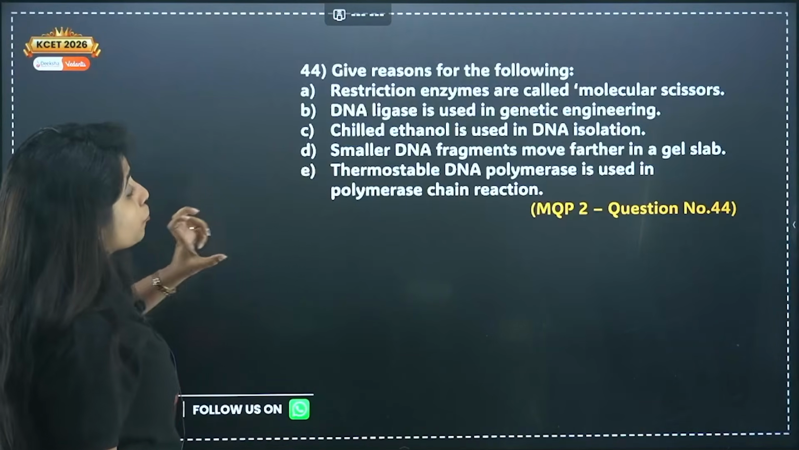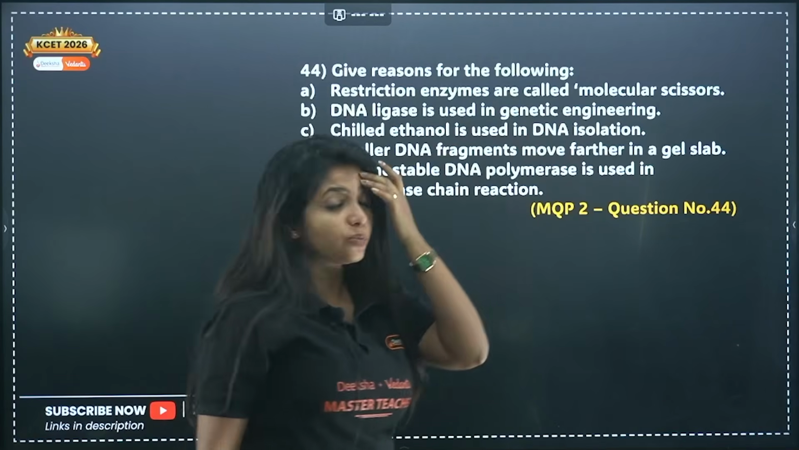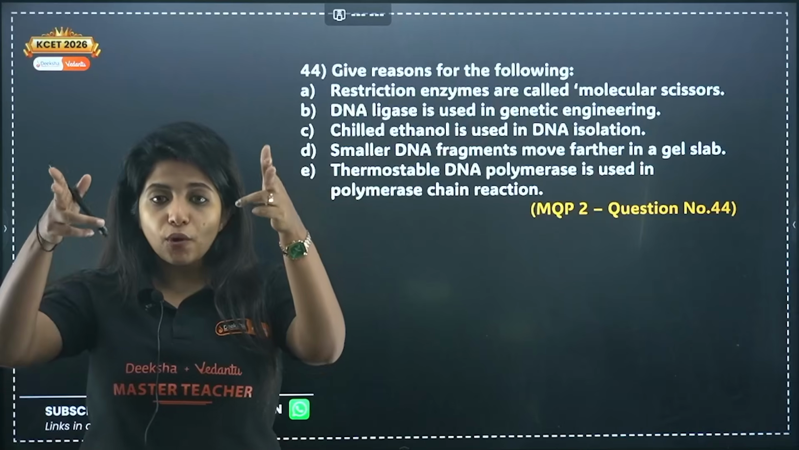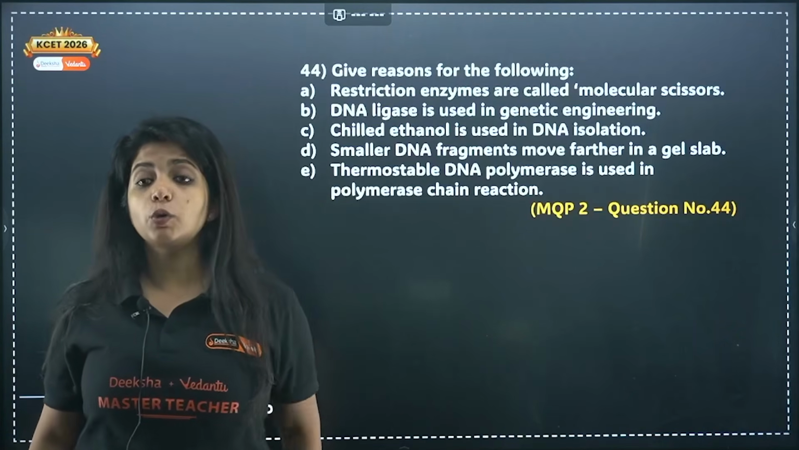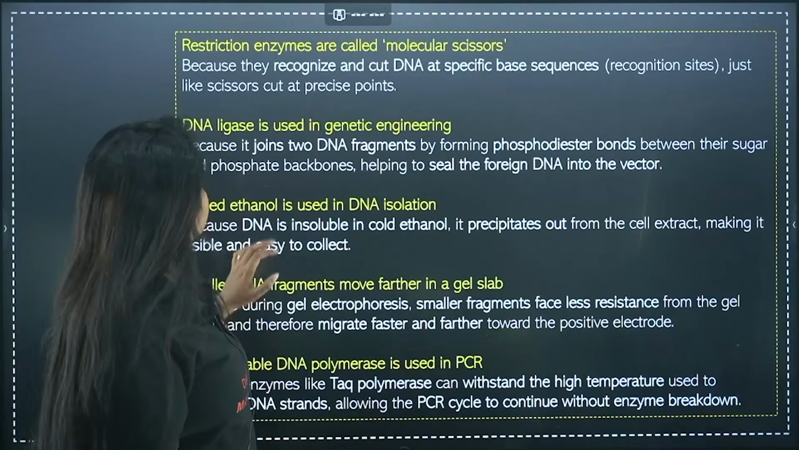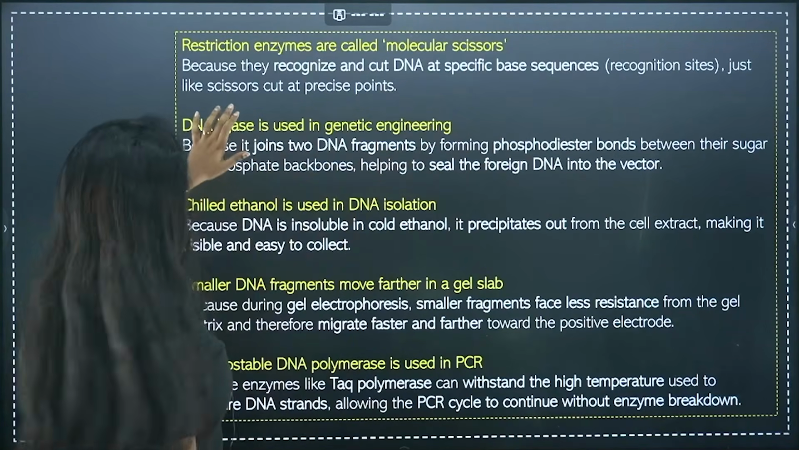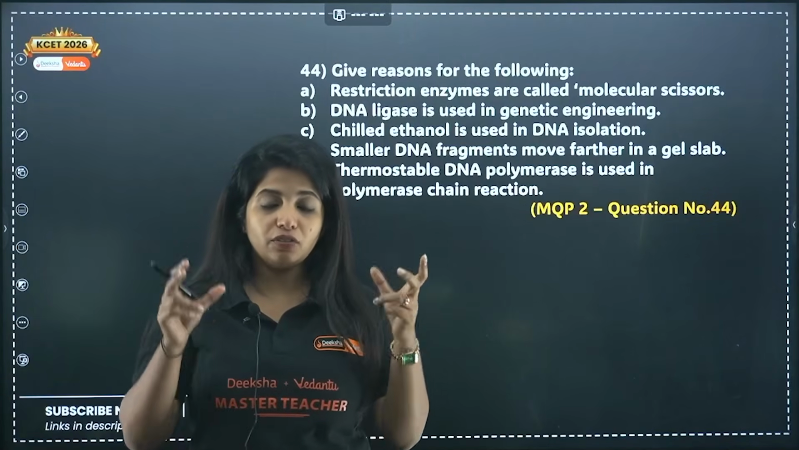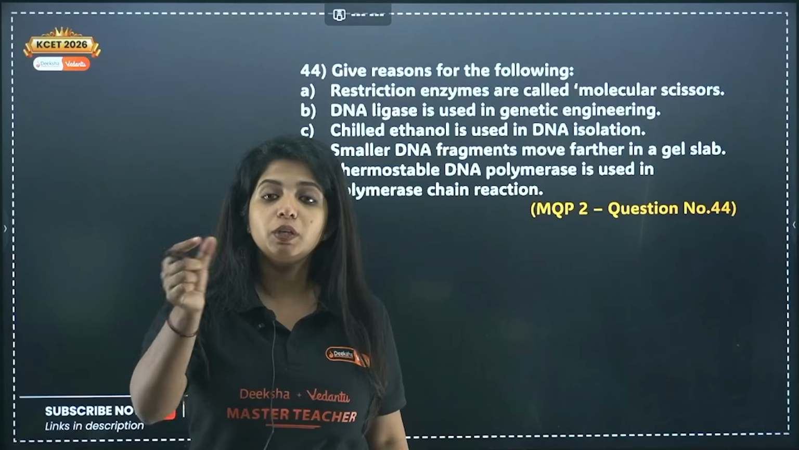Now give reasons for the following things. Restriction enzymes are called molecular scissors. Why do you think restriction enzymes are known as molecular scissors? Because they are responsible for cutting big molecules such as DNA, RNA, stuff like that. They recognize and cut a specific base sequence. For example, EcoRI cuts in the restriction site 5'-GAATTC-3', between G and A.